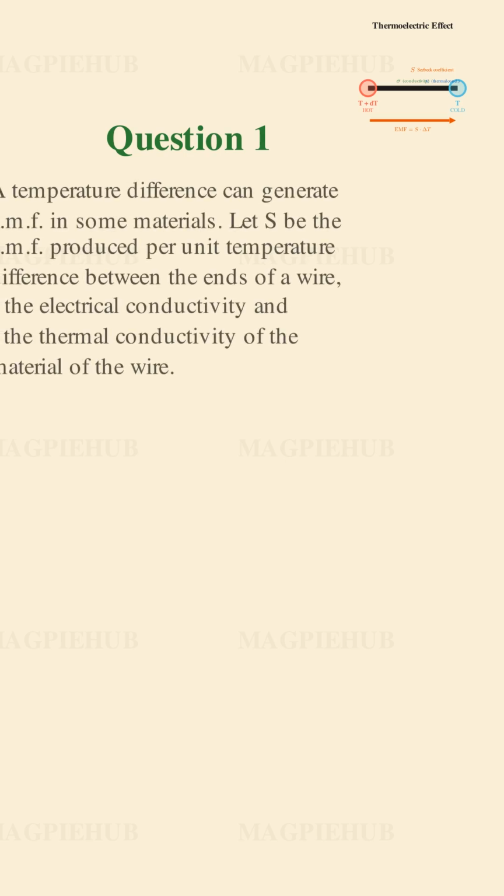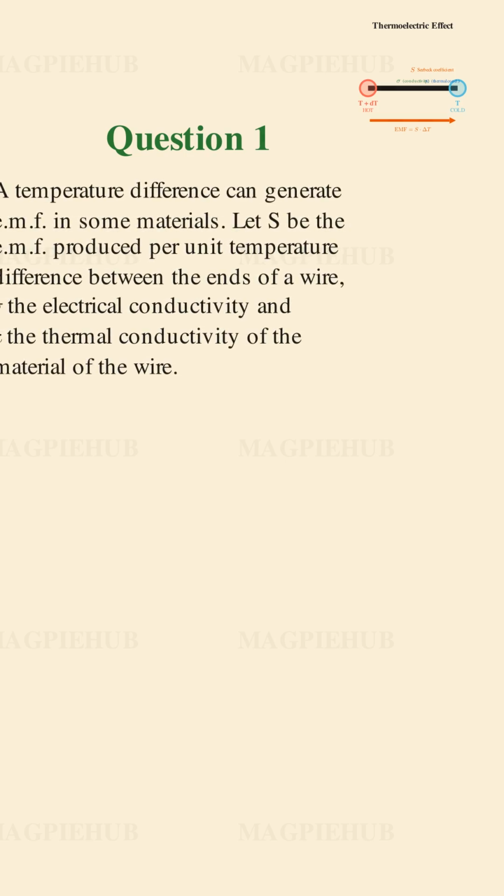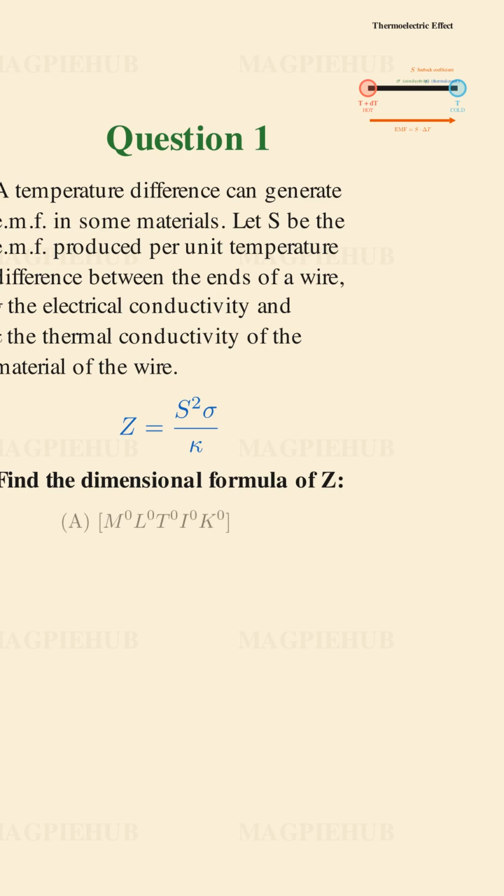Let S be the EMF produced per unit temperature difference, sigma the electrical conductivity, and kappa the thermal conductivity. We need to find the dimensional formula of Z equals S squared sigma divided by kappa. The four options are A. M0 L0 T0 I0 K0, meaning dimensionless.